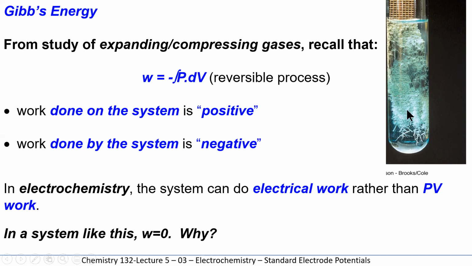So in a system like what I'm showing here in the picture, where we have silver and copper reacting in a test tube, there's no work being done. Why? Because the system is at equilibrium. The rate at which copper ions are changing and the rate at which silver ions are changing to solid silver are equal. They're at equilibrium, so no work is being done.